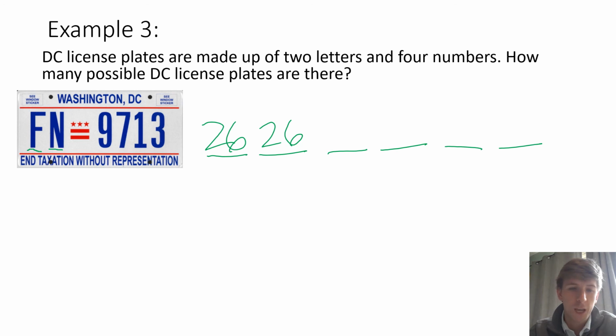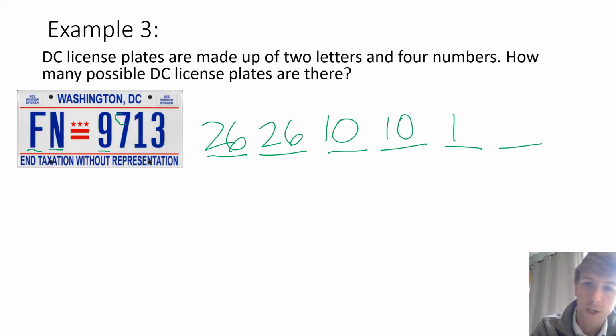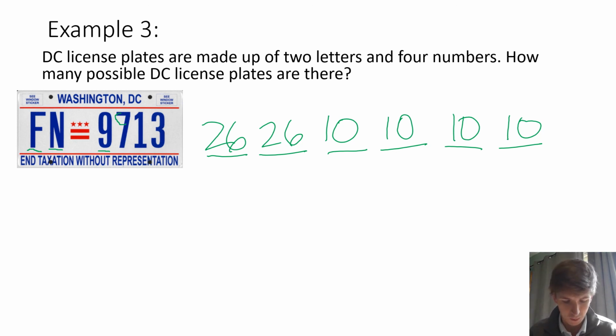And then for the numbers, same thing. Repetitions allowed on these license plates. Just because we have a 9 here doesn't mean we can't have a 9 here. There are 10 digits: 0, 1, 2, 3, 4, 5, 6, 7, 8, 9. So 10 total digits for each of those slots. Repetitions allowed. Then we use the multiplication principle again: 26 times 26 times 10 times 10 times 10 times 10.